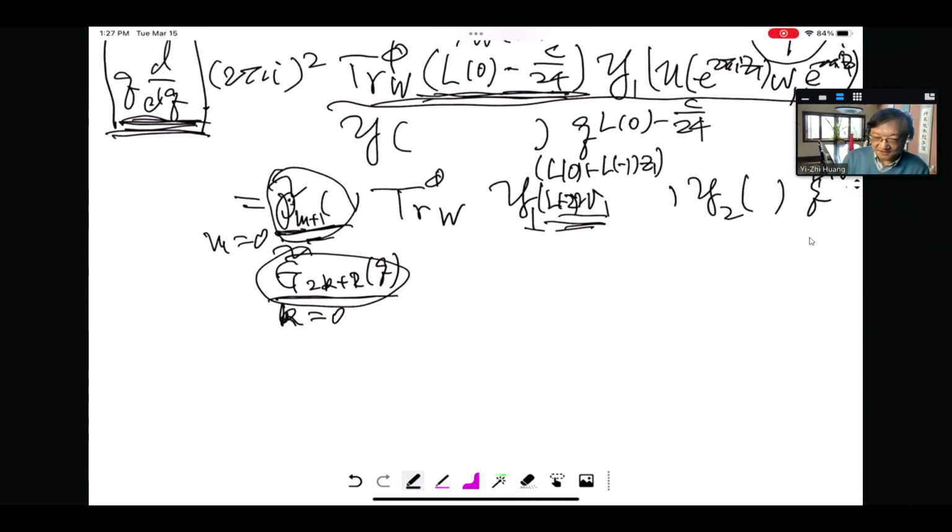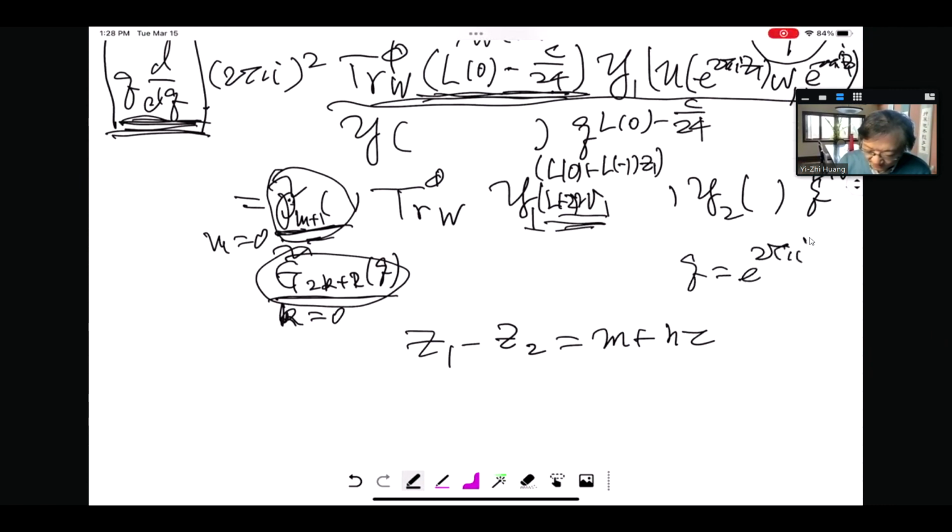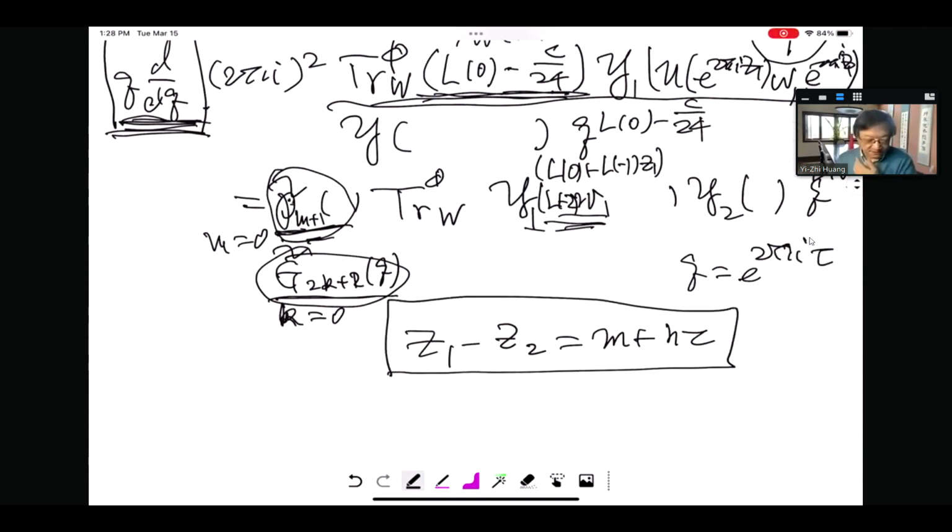So the sum of these series can actually be analytically extended to the whole region of z1, z2, and q, except at the singular points, like z1 minus z2 equal to m plus n tau. These points are the singular points. Here q is equal to e to the pi i tau, right? The reason these are singular points is mainly that the Weierstrass P function has this singularity.